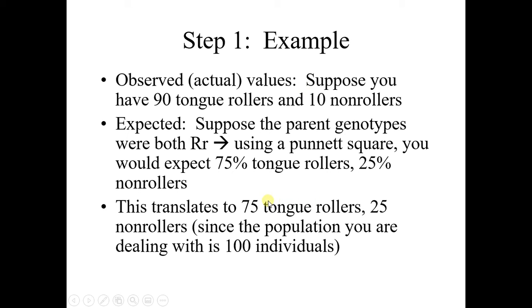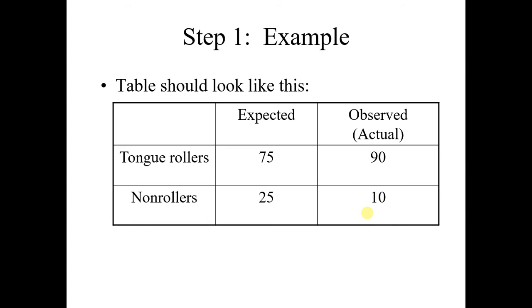Since I just took my expected frequencies of each and multiplied it by the total population size, 100. So here we have our observed 90 and 10, and our expected would be 75 and 25. That's all there is to it so far. So this is what it would look like if I put that information in a table. It's what we expected, and this is what we observed.